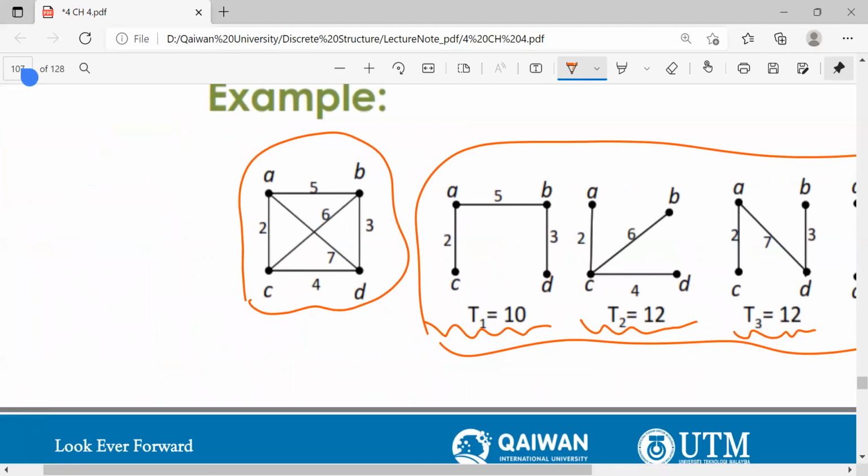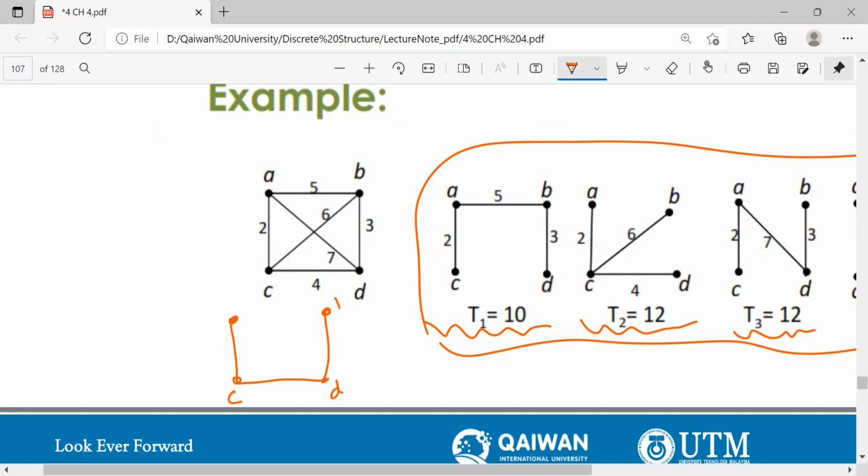Let's take another spanning tree from it. Let's say we take this one. This is C, this is D, this is B, and this is A. The weight of this edge is 2, this is 4, and this is 3. The total weight of this spanning tree is 2 plus 4 is 6 plus 3 is 9. So let's say it's T4.